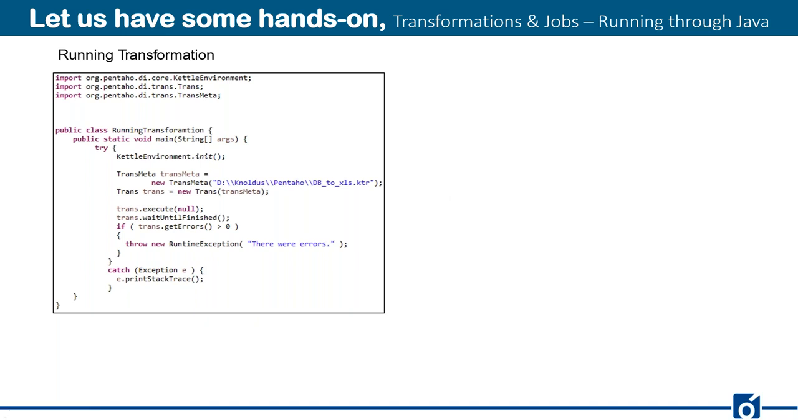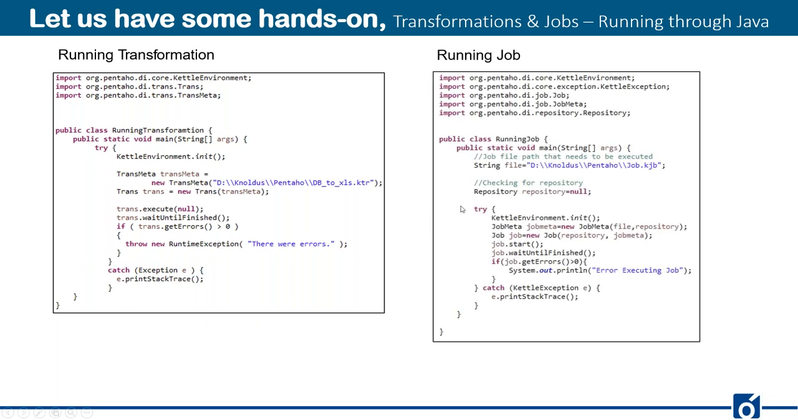Now again, what about job? Running job, again Java can do that, and this is the simple code and same number of lines, 1 2 3 4 5, you can write the 5 lines and you just run the job. And here you are seeing repository, so you can provide the reference to repository also, and you can run the job. So okay, let us go some hands on, right?